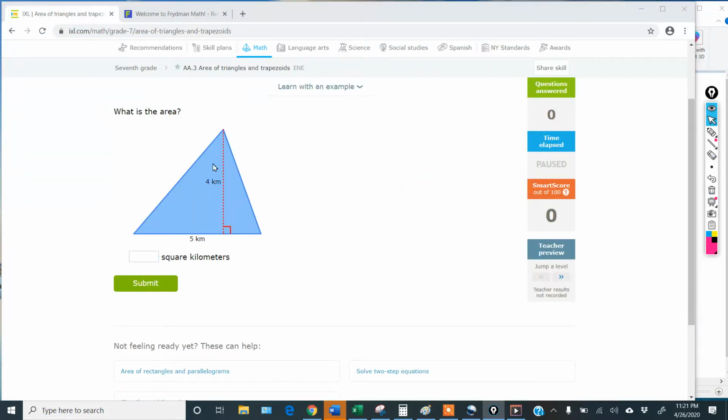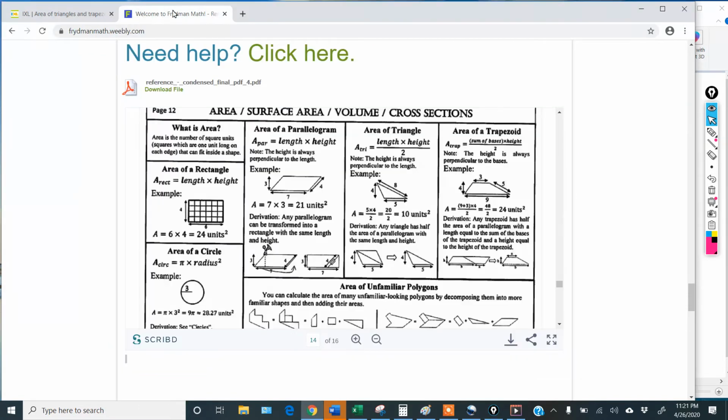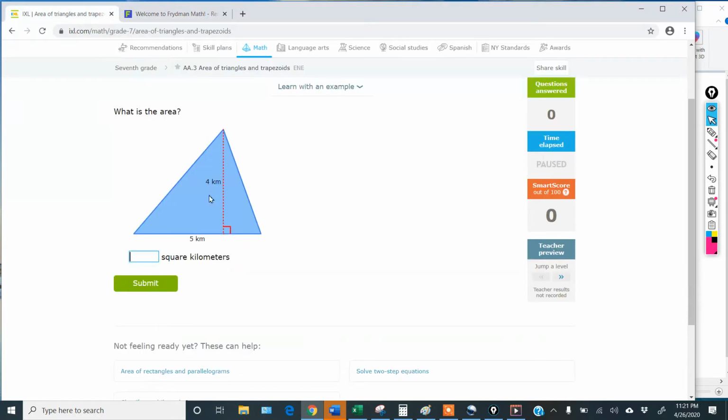So, what is the area of this shape here? Well, first let's identify the shape. This shape is a triangle. So we have to use the formula for the area of a triangle, which is length times height, or I'm going to call it base times height, divided by 2. So all I have to do is write that out. The area is equal to the base times the height divided by 2.